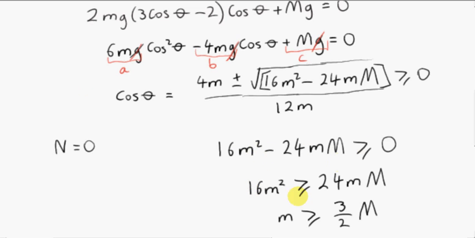So we can rearrange this inequality to prove the result. So we see that the mass of each ring must be at least 1.5 times the mass of the hoop if the hoop is to lose contact with the ground when the rings slide down the hoop.